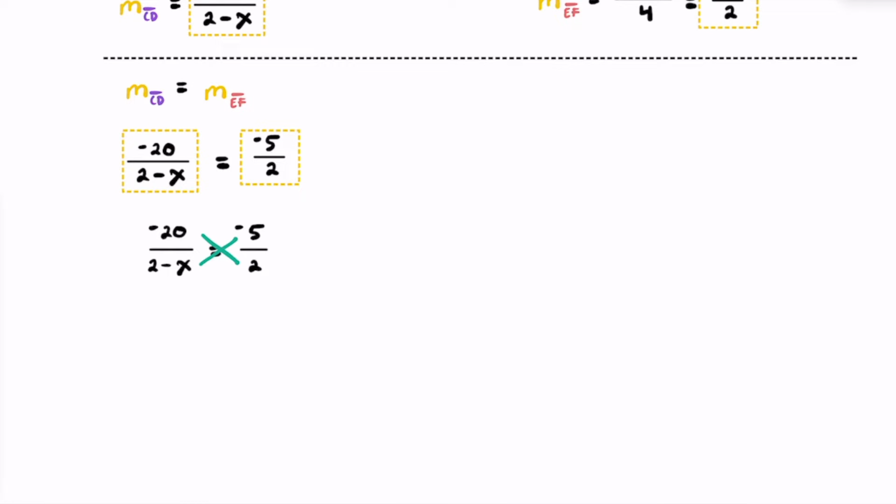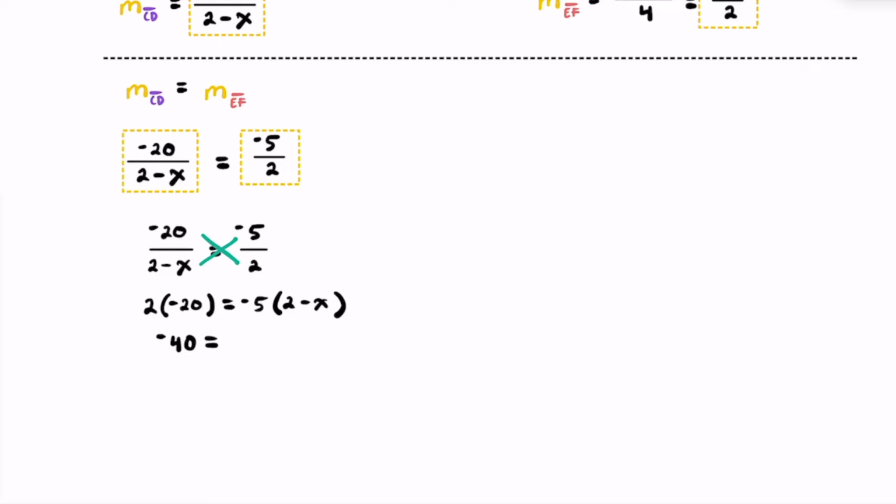So from this, we can write the equation and say that if we have 2 multiplied by -20, that's one of the cross products, that has to be equal to the other cross product of -5 multiplied by the quantity of 2 minus x. Now on the left side, 2 times -20, that's going to be -40. So we're going to write -40.